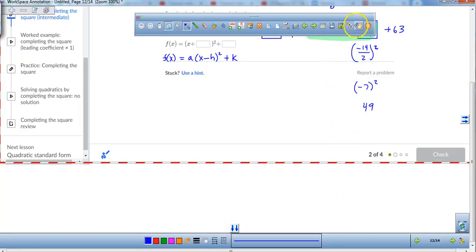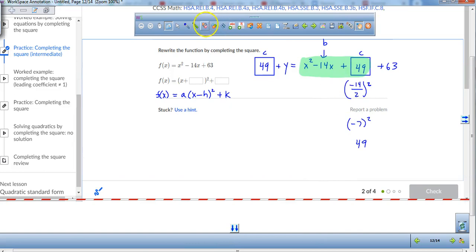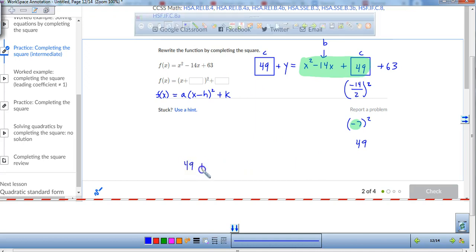So here we go. What's half of negative 14? Well, that was negative 7. So all I'm going to do right down here is put 49 plus y equals, in parentheses, x minus 7 squared, because negative 7 plus negative 7 is negative 14, and negative 7 times negative 7 is 49. I'm sure you're probably tired of me saying that. I'm just trying to make sure you understand the process.